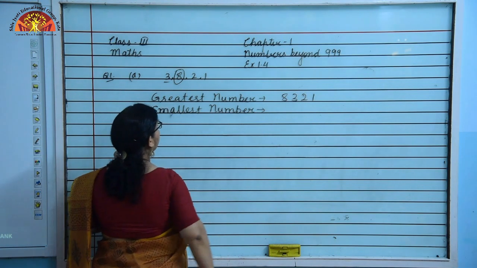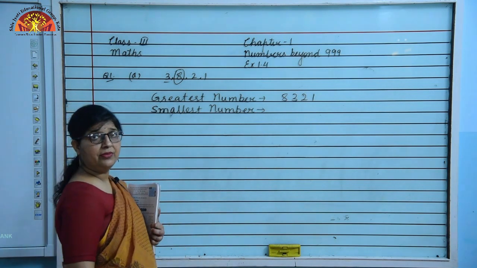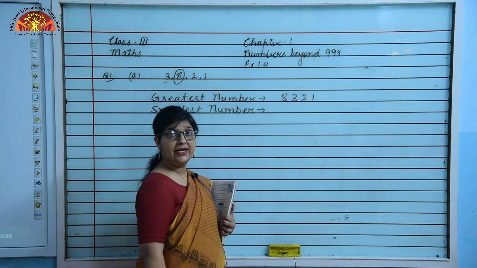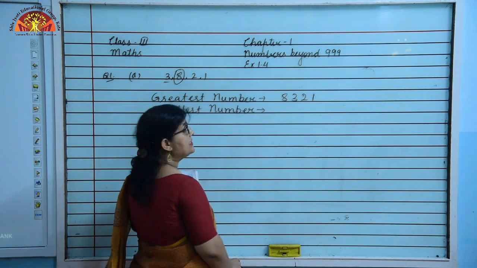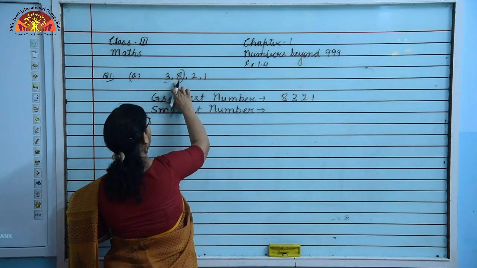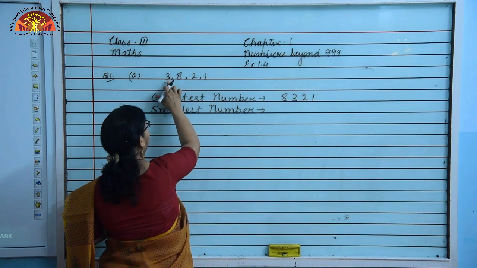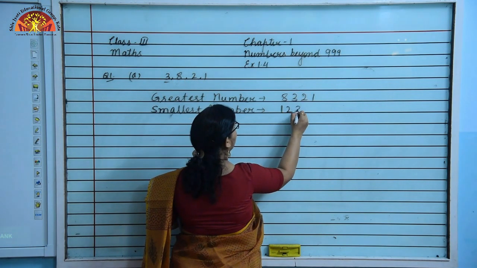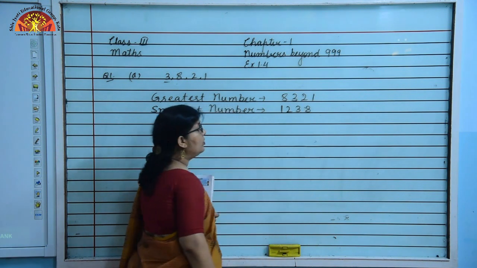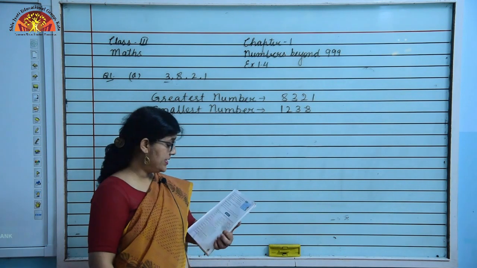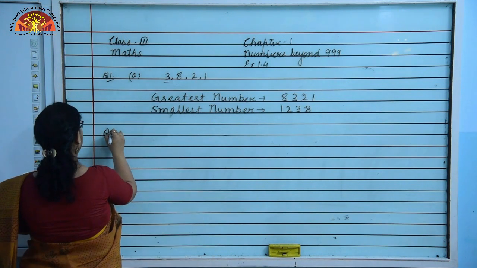Now we write the smallest number. To write the smallest number from the given digits, we arrange these digits in ascending order. Ascending means smaller to greater. So which digit is smallest? 1, then 2, then 3, then 8. So first we write 1, 2, 3 and then 8. So what number will we get? 1238.